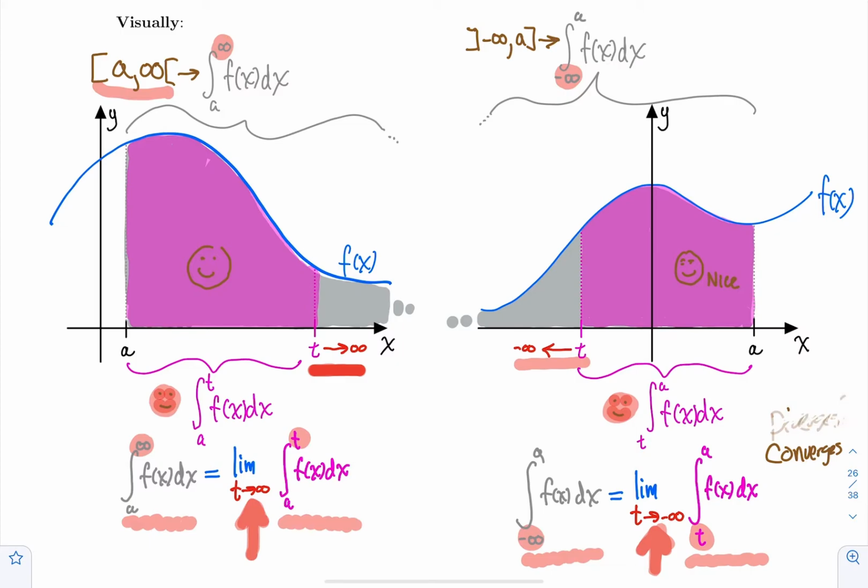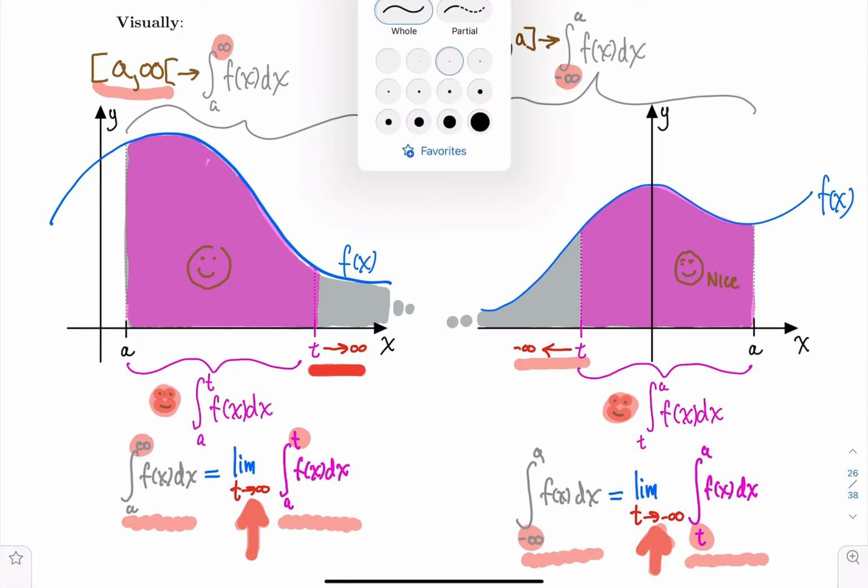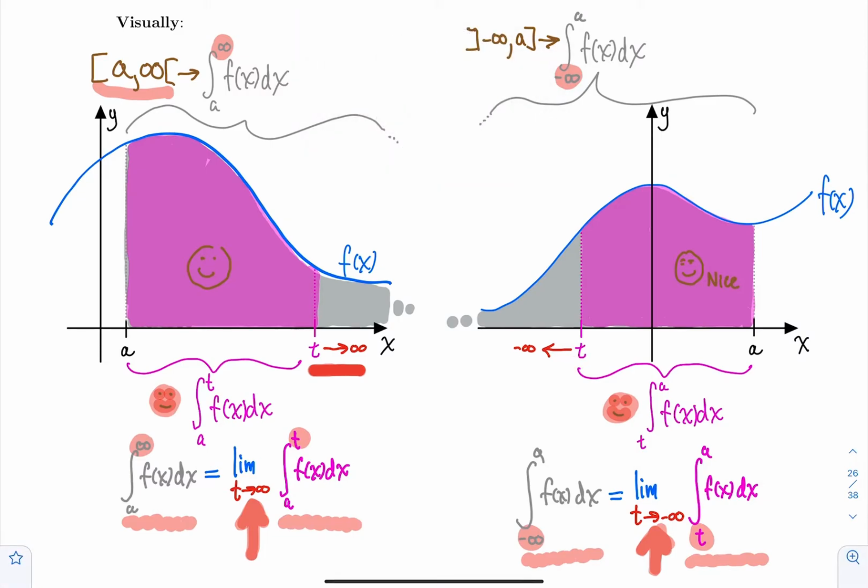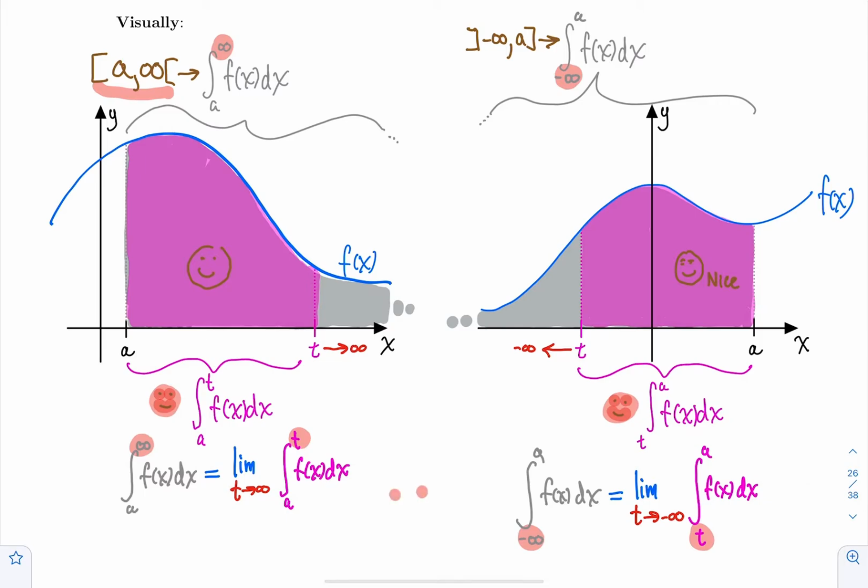Again, for the two visual cases, it's absolutely crucial to spend some time with these pictures, because if you're trying to understand improper integration by reading the definition, where the integral from a to infinity of f of x dx is the limit as t goes to infinity of the integral from a to t of f of x dx, and the other one is the integral from minus infinity to a of f of x dx is the limit as t goes to minus infinity of the integral from t to a of f of x with respect to x, good luck. You're not going to get anything out of that definition.